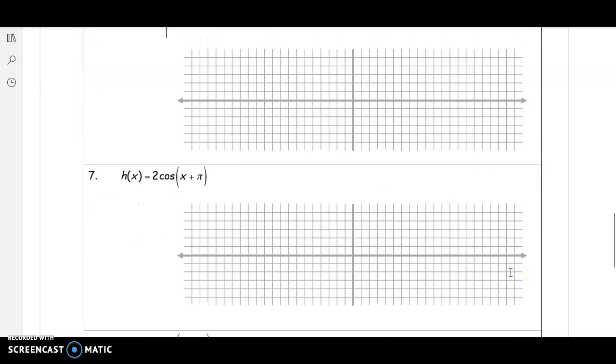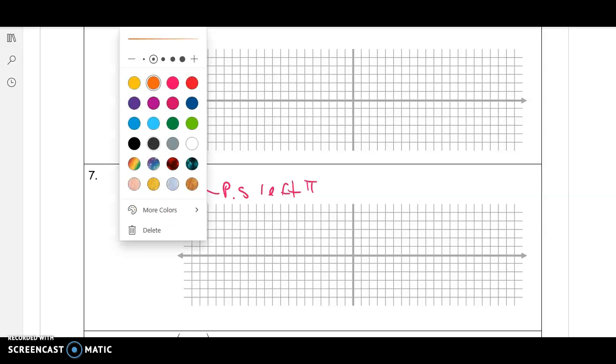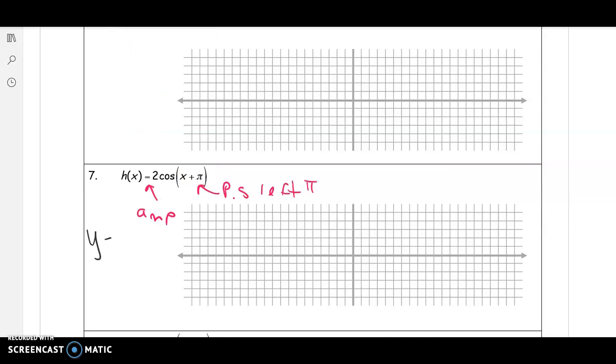Let's look at number 7. So we have an amplitude of 2. It's positive, so I'm not going to put a star. And we have a phase shift to the left pi. Whenever I have a phase shift, I graph not the parent function, but the function that would be everything but the phase shift. So off to the side here in black, I am going to graph y equals 2 cosine of x. So 2, 0, -2, 0, 2.